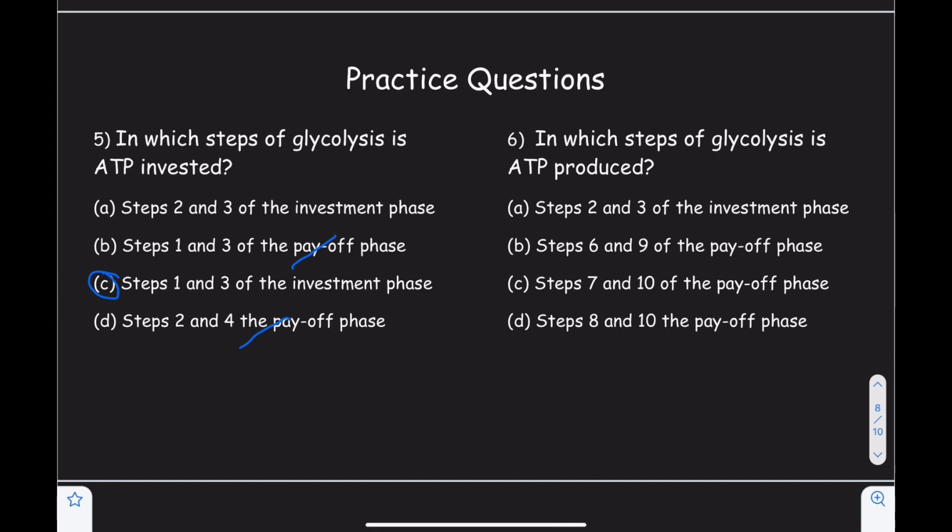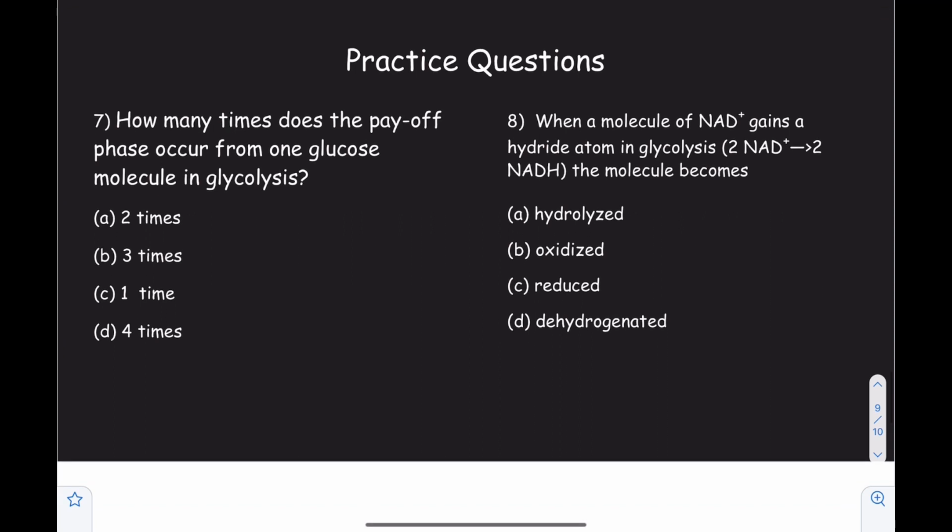In which steps of glycolysis is ATP produced? It's definitely in the payoff phase. Cross that one out. And 7 and 10, so let's see. How many times does the payoff phase occur from one glucose molecule in glycolysis? It's 2 times, because glucose splits into 2 molecules. It splits into 3-carbon sugars that enter the payoff phase to give you the end result of 2 pyruvate molecules.